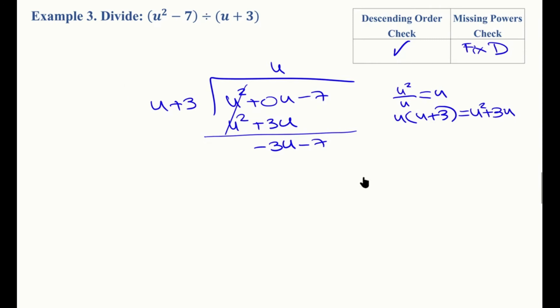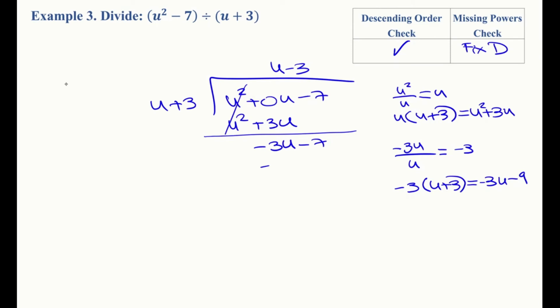So now we repeat. What's the degree here? 1. What's the degree here? 1. That means we're not finished yet. We only stop when the degree here is strictly less than the degree here. So we divide negative 3u by u, and what do we get? We get negative 3. So we write the negative 3 up here, and we distribute. So we want negative 3 times u plus 3, which is negative 3u minus 9. So we go ahead and write the negative 3u minus 9 here.